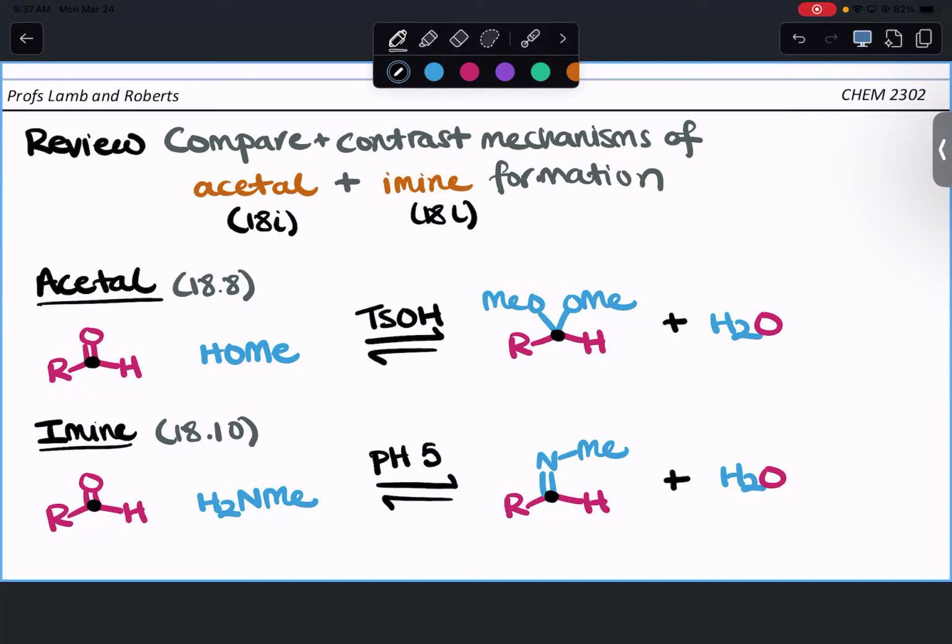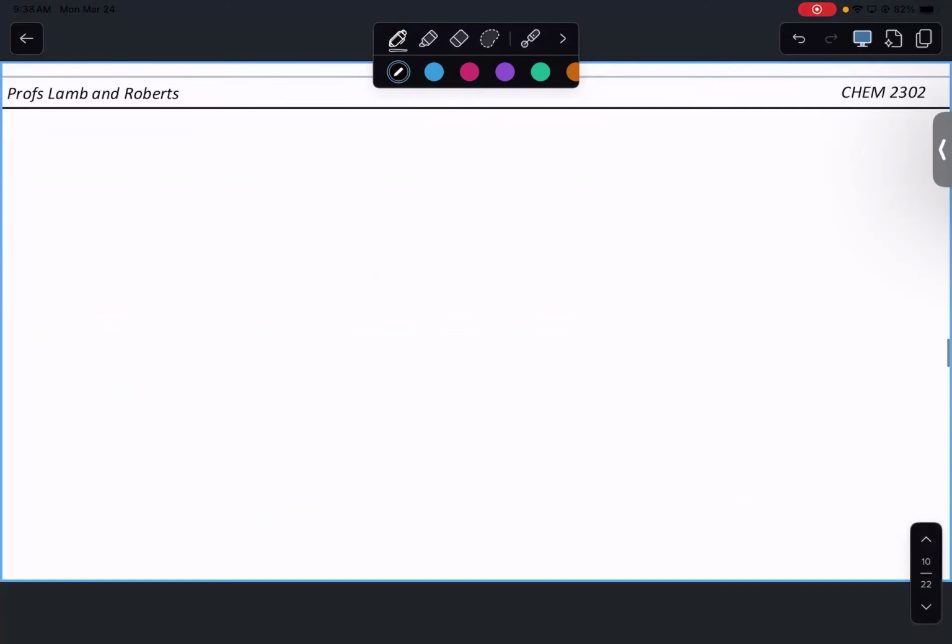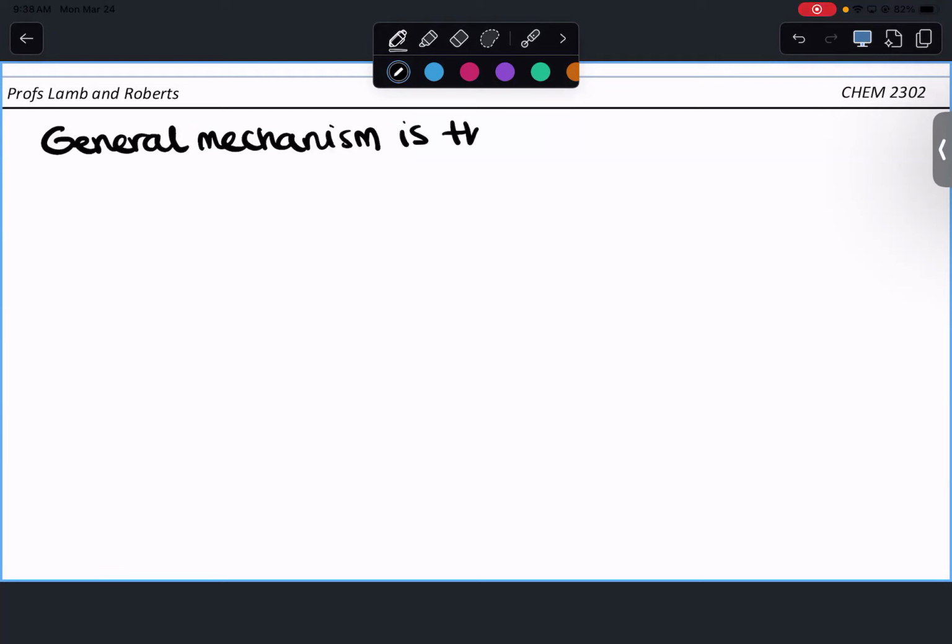So I just said a few things. So let's actually go and do a little bit of a more in-depth analysis and see exactly why the conditions are going to be a little different for each case. Now, as I mentioned already, the general mechanism is about the same, in terms of what we are trying to accomplish with each step of the mechanism. All right. The first step is going to consist of your nucleophile attacking your carbonyl.